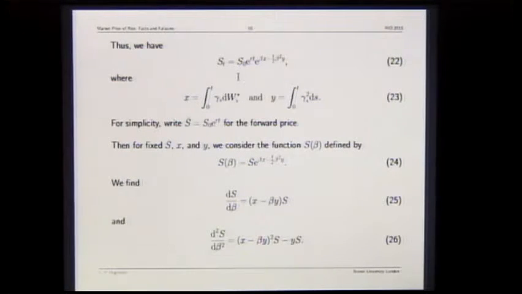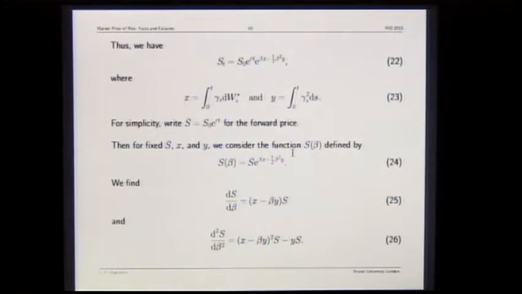So we can write the asset price in this slightly abbreviated form. We have S naught times e to the RT, e to the beta x minus 1/2 beta squared y, where x is given by the integral of gamma with respect to W star, and y is the integral of gamma squared. And to simplify the notation, I'll write S bar for the forward price, S naught e to the RT.